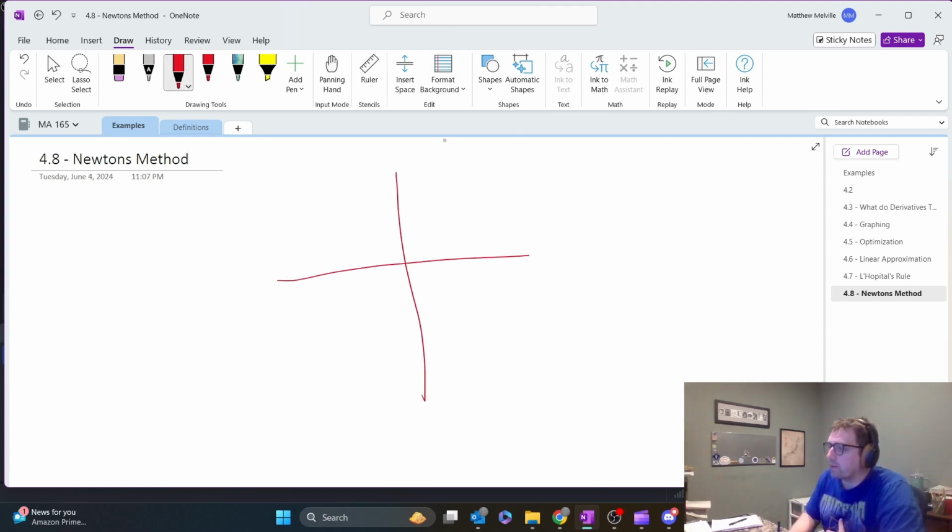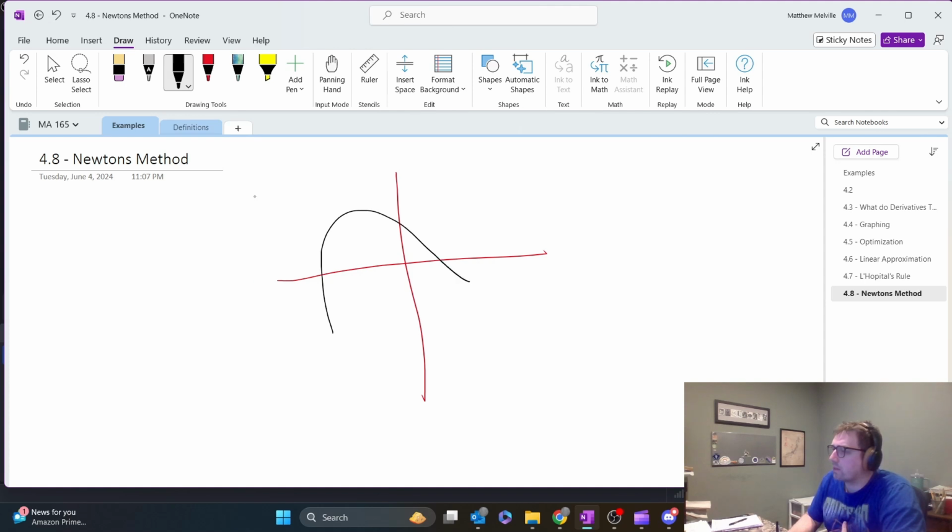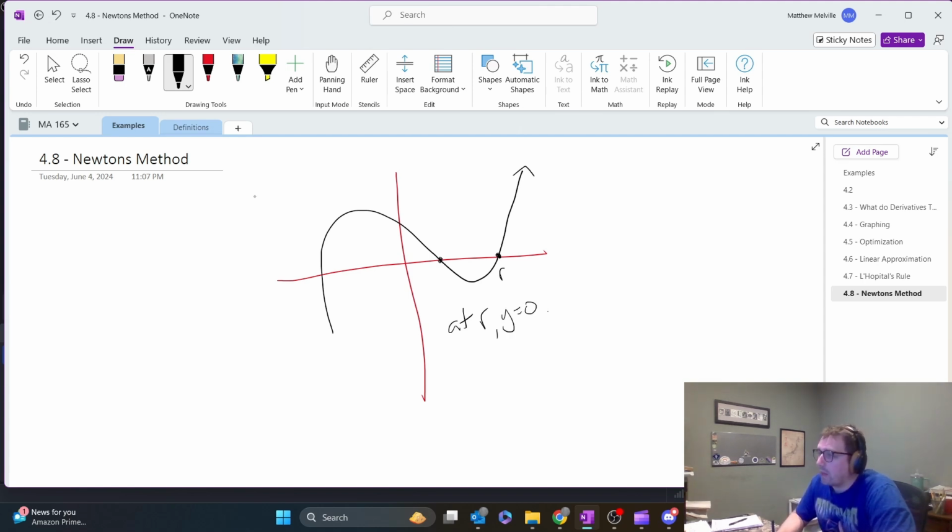We're going to have a graph here, and we're going to say this graph looks something like this right here. Now I'm going to call this one right here. Nope, we're going to do it with this one. That's going to be r. That's going to be my root. So I know that at r, y equals 0.